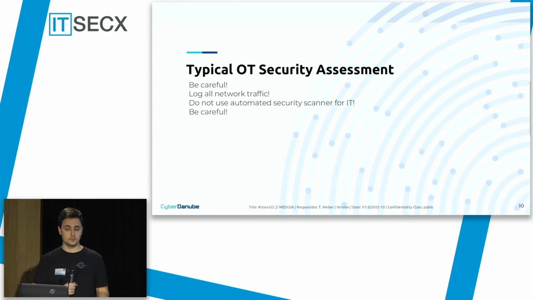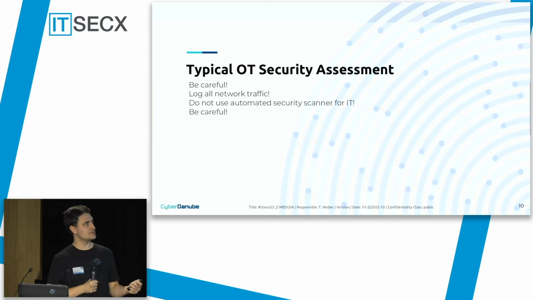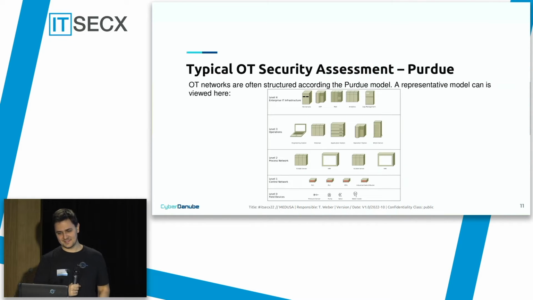So how do you do a typical OT security assessment? Be careful, log all the network traffic, don't use automated security scanners, and be careful, of course. If you look at the Purdue model, also known as PERA, the Purdue Enterprise Reference Architecture, a lot of OT networks are structured like this, from level 4 down to level 0. The talk is called Faking on Level 1, so you might know what we want to fake.